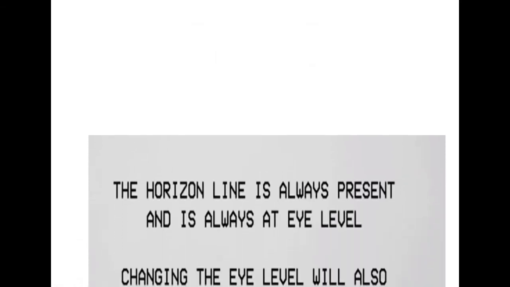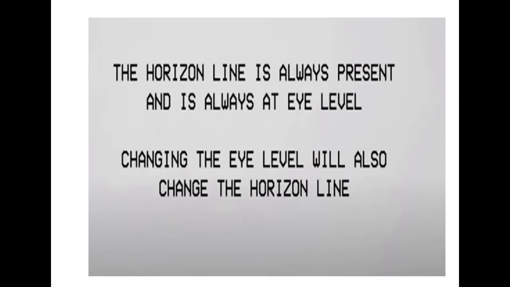So children, what is the horizon? You can say it's an eye level. The horizon line is always present and is always at eye level. Changing the eye level will also change the horizon line. I'll explain it to you through one example.